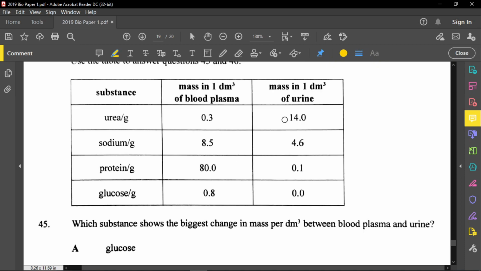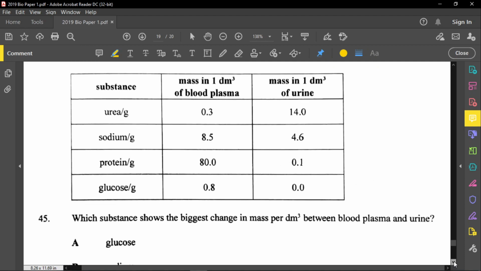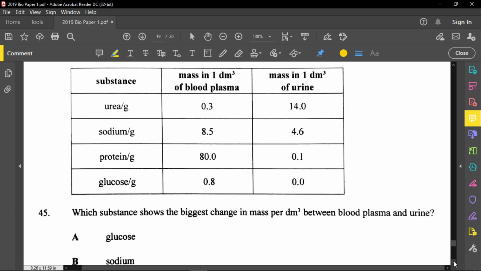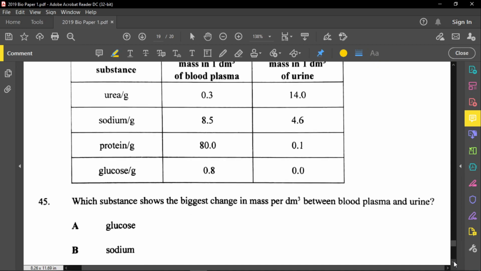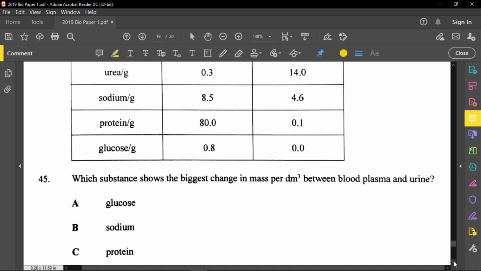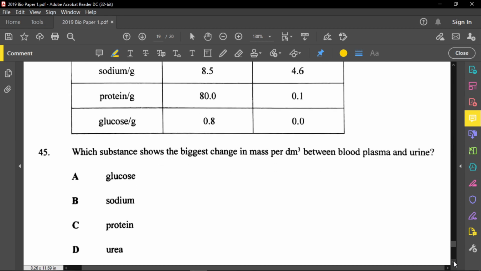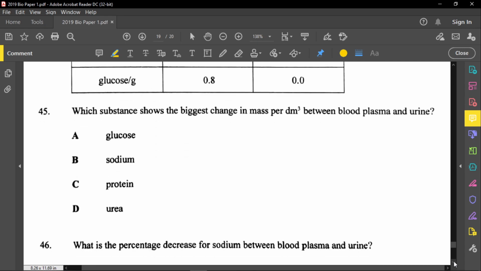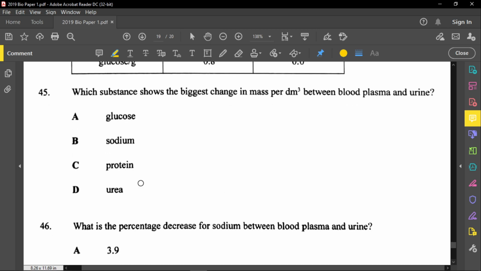The rest are not so close as 80 to 0.1. That's a big difference, right? All right, and so if you subtract them, what you get here is 79.9, and that's a big difference. The others are way less. So here will be our protein. So 45 will be C. Protein will be the biggest change.